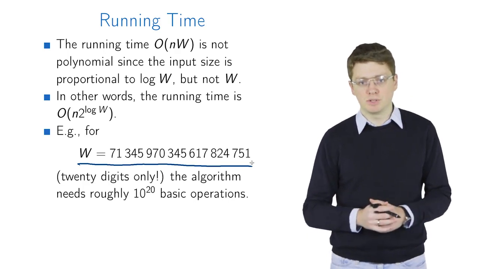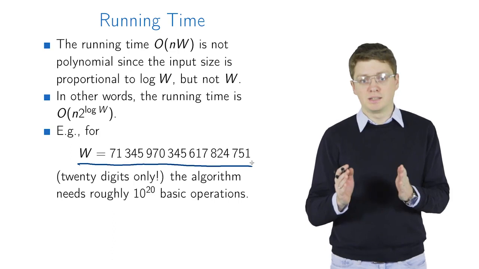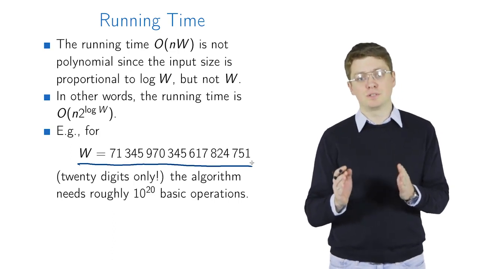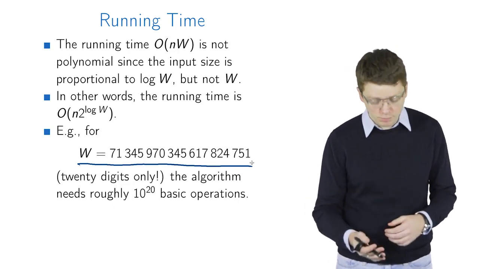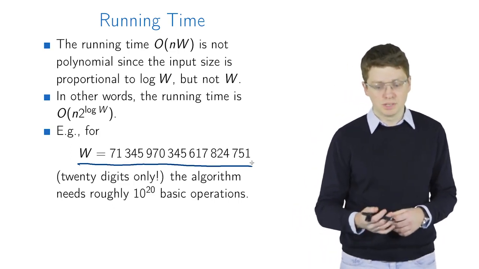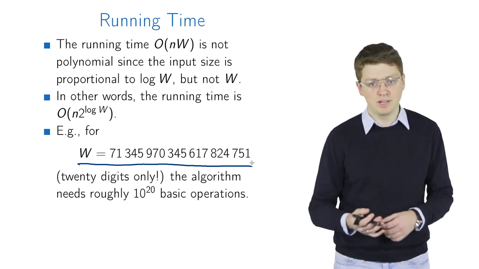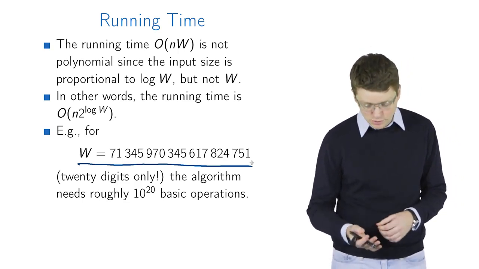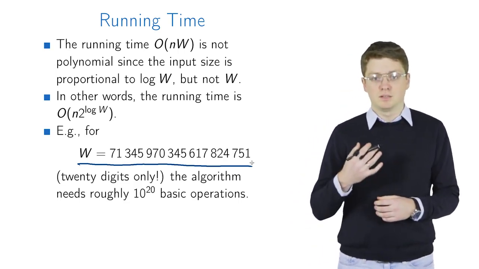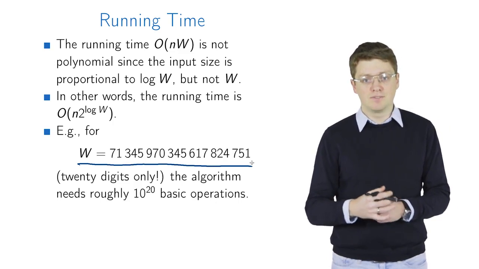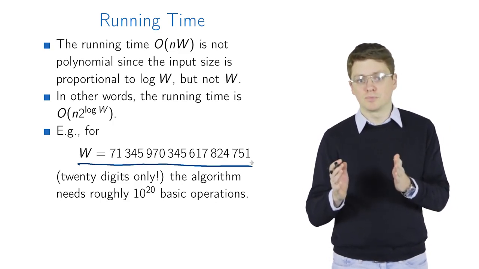It has 20 digits of decimal representation. At the same time, the input size is really tiny, just 20 digits. This is not gigabytes of data, just 20 digits, but on this input already, our algorithm will need to perform roughly 10 to the 20 operations. This is really huge. For example, we cannot do this on our laptops. And this is because to represent the value of W, we only need log W digits.